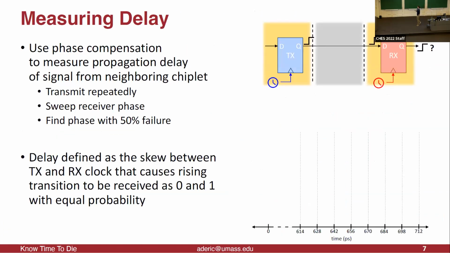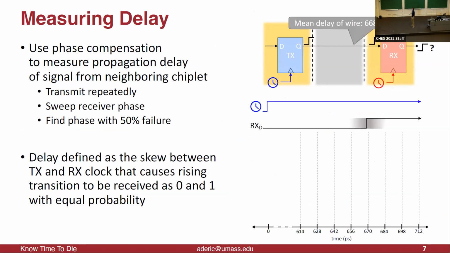So how do you actually measure delay? Look at the diagram in the top right. You have two flops, and then you have two clocks. The blue clock is the clock on the transmit chiplet. The red clock is the clock that we actually transmit across. When you transmit something, say a rising edge, that edge is going to take some time to propagate. Once you sample it, you're sampling it with the red clock, and the red clock is essentially just a delayed version of the blue clock.